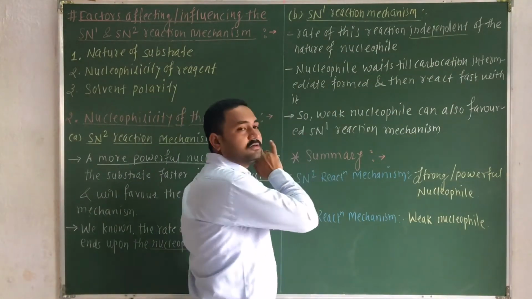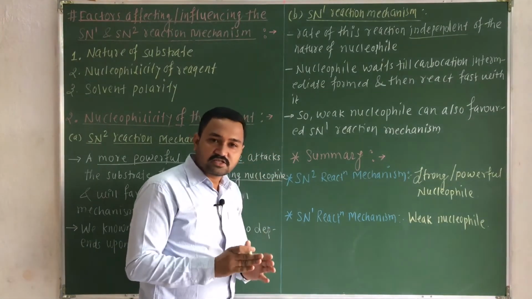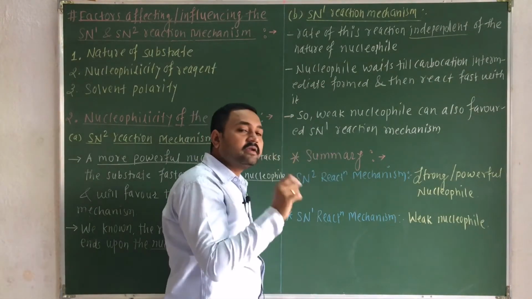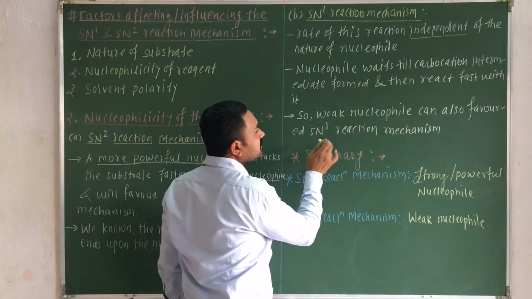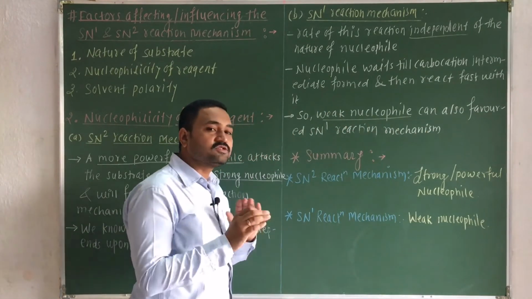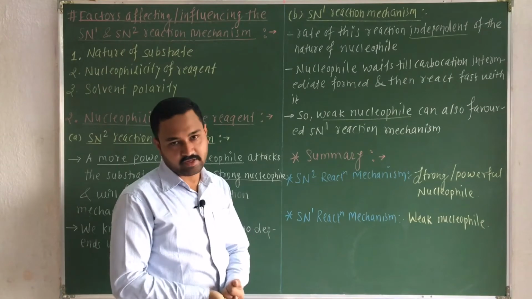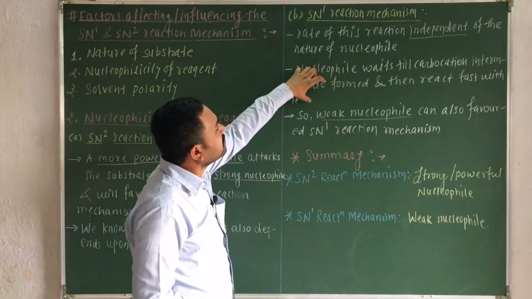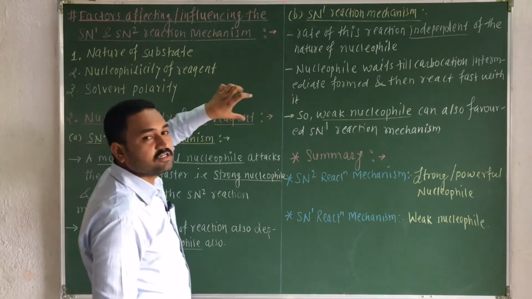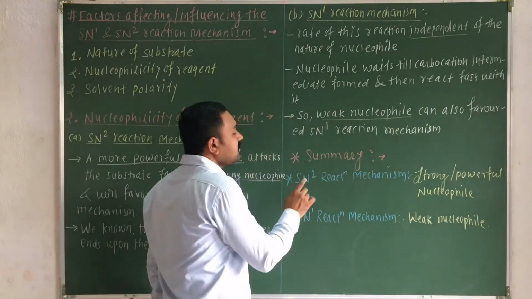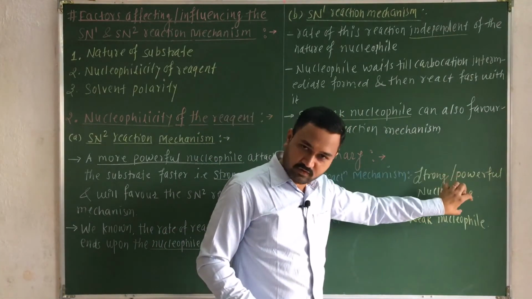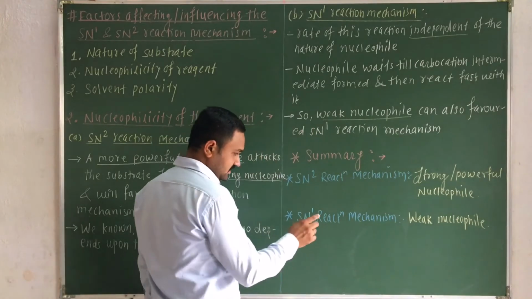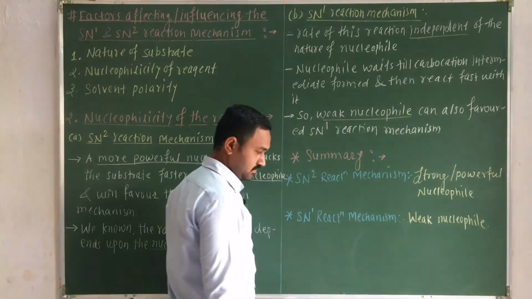That means generally in the SN1 reaction mechanism, the rate of that reaction is independent of the concentration of your nucleophile. So here a weak nucleophile can also favor your SN1 reaction mechanism. Now if we conclude these two factors in a very small summary, the SN2 reaction mechanism is generally favored by a strong or powerful nucleophile, while the SN1 reaction mechanism is generally favored by a weak nucleophile.